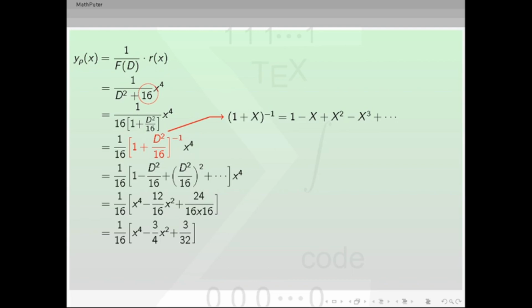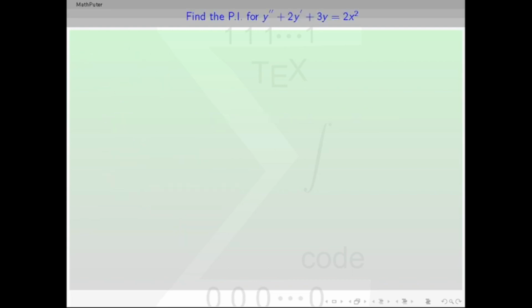Okay, so now let us go for the next example. The next example is find the particular integral for y double dash plus 2y dash plus 3y is equal to 2x square. So we have the particular integral as this, 1 upon f(D) into r(x). What is f(D)? Look at here, D square plus 2D plus 3, and r(x) is 2x square.